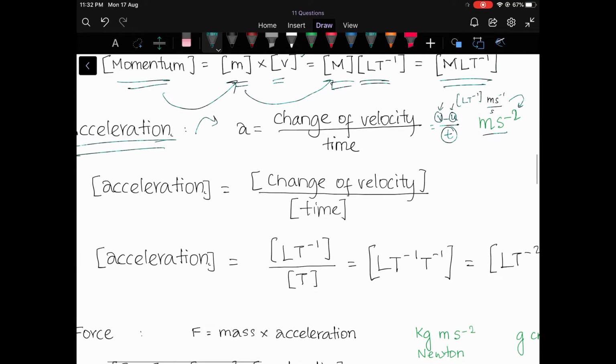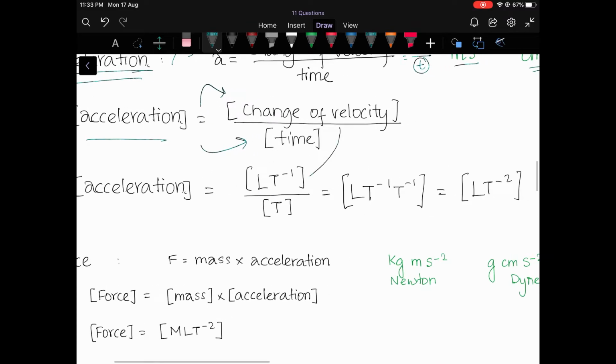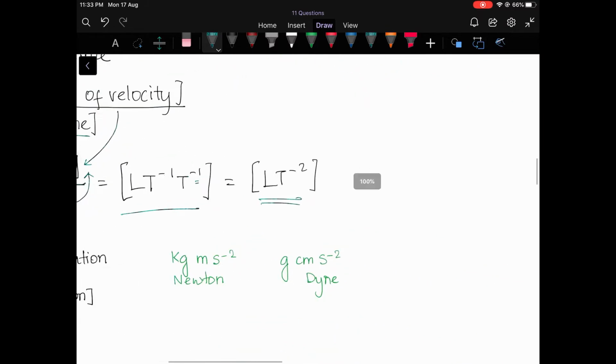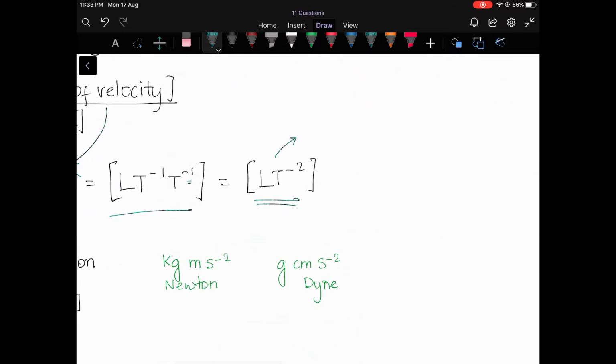The dimension of acceleration is going to be dimension of velocity or change of velocity by dimension of time. Change of velocity, as you know, is measured in velocity dimensions only. So we have LT^-1 divided by the time dimension T. So we get LT^-1, this T goes up here with a power 1, it becomes power minus 1. So we have LT^-2. So looking at the dimension of acceleration also, you can guess the unit. It must be meters per second square.